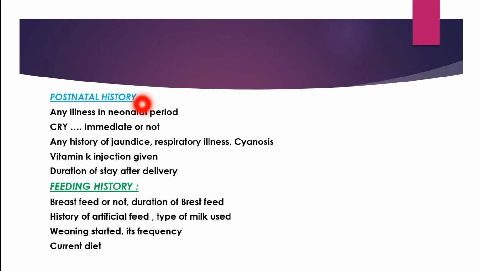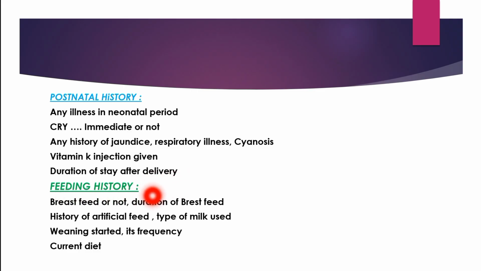In postnatal history, ask about any illness in the neonatal period. Ask about the cry, whether it was an immediate cry or delayed. Similarly, ask about any history of jaundice, respiratory illness, or cyanosis in early neonatal life. Also ask whether vitamin K injections were given to the neonate or not, and the duration of the stay in the hospital after delivery.